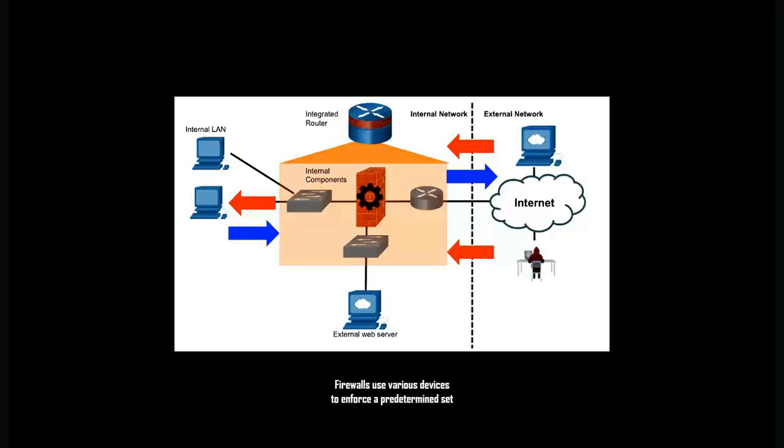Firewalls use various devices to enforce a predetermined set of security rules. This may include one or more access control lists, ACLs, used to determine what type of traffic will be permitted or denied.